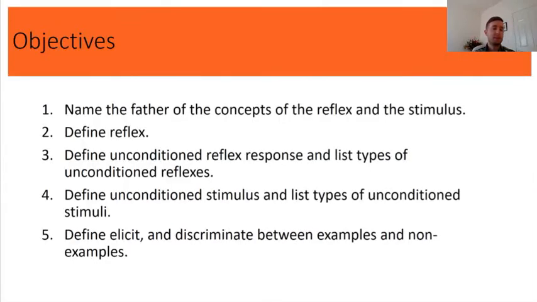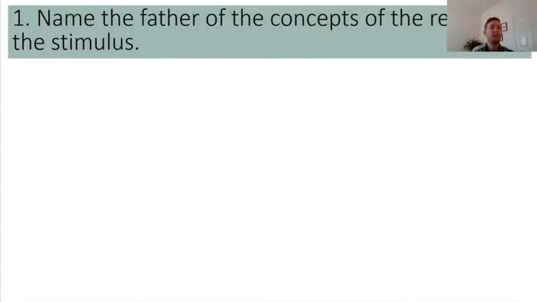Let's begin by looking at some objectives. Objective 1 is to name the father of the concepts of the reflex and the stimulus. 2 is to define the reflex. 3 is to define unconditioned reflex response and list types of unconditioned reflexes. 4 is to define unconditioned stimulus and list types of unconditioned stimuli. 5 is to define elicit, and discriminate between examples and non-examples of elicit. So objective 1 is to name the father of the concepts of the reflex and the stimulus.